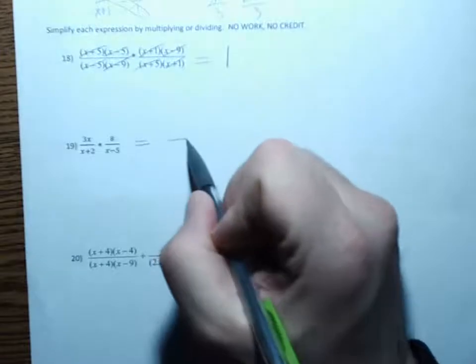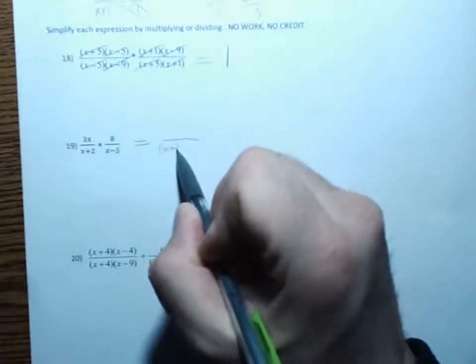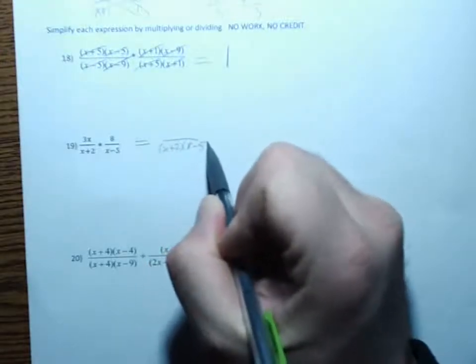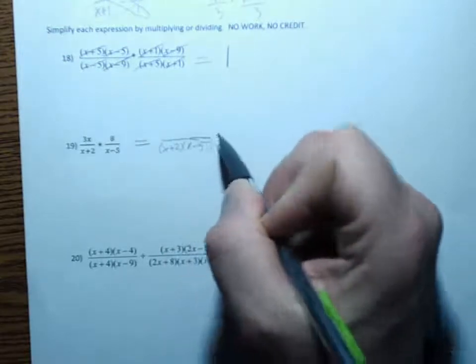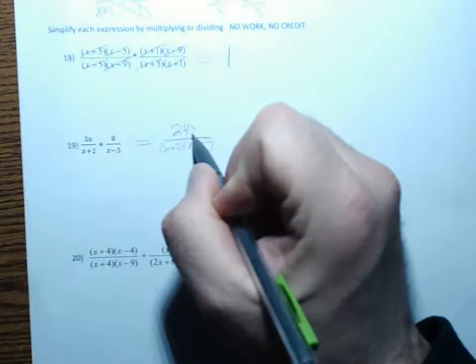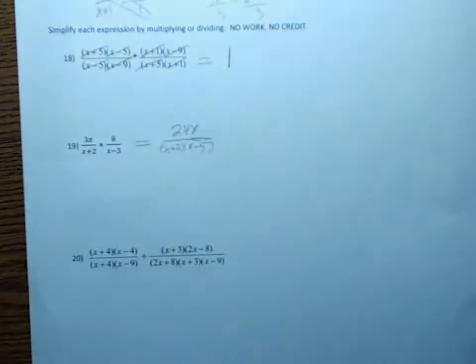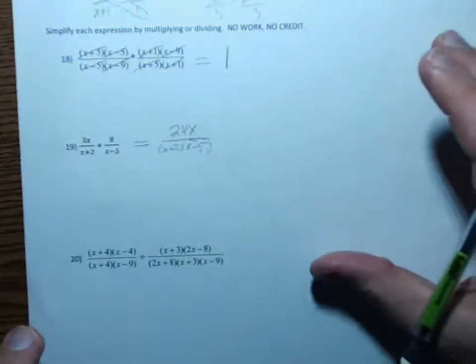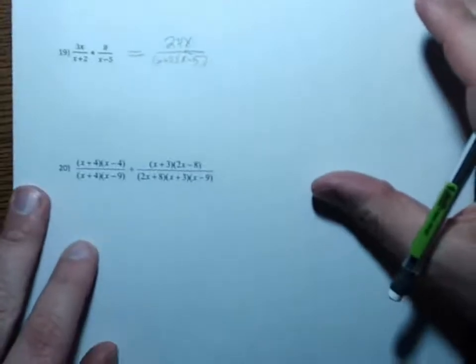We write what's left. On the bottom, we write x plus 2 and x minus 5. You do not need to multiply those. On the top, we can actually multiply 3x and 8 and get 24x, and we're done. That's all there is to that one. Very straightforward.